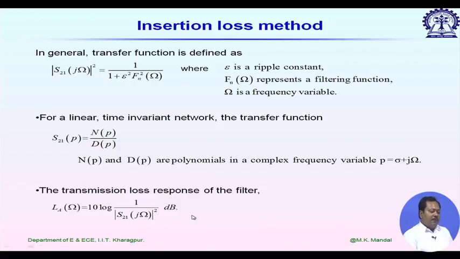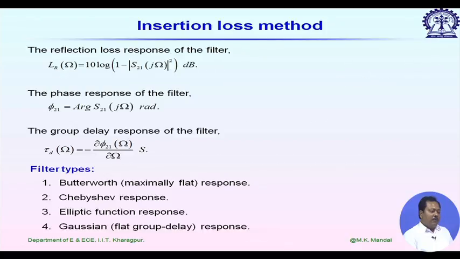Once we have transmission loss, which represents the power loss from port 1 to port 2 for a 2-port network, then we can easily calculate reflection loss for a lossless network. So, LR, the reflection loss, is equal to 10 log of 1 minus S21 square. For a lossless network, S11 square plus S21 square is equal to 1. Using that relationship, we calculate reflection loss here.